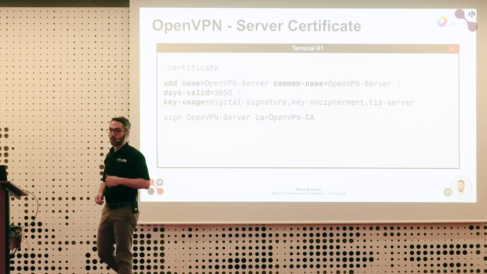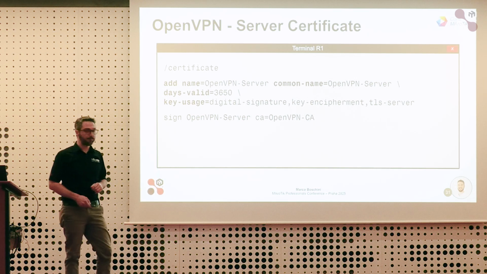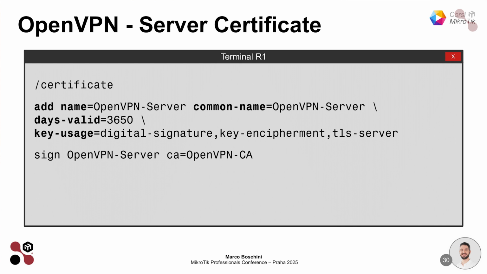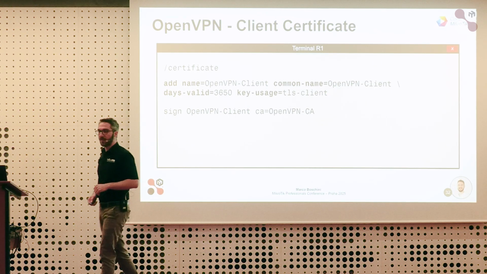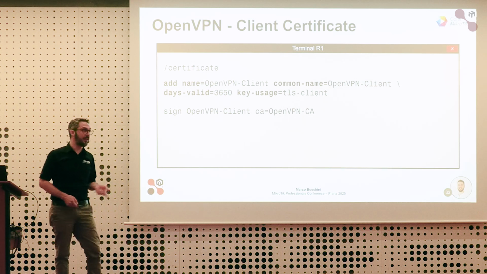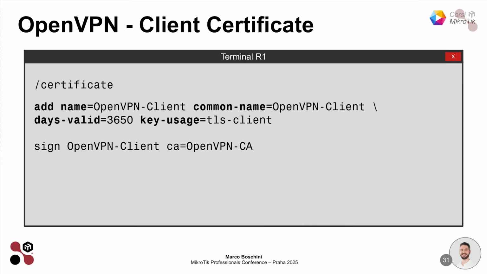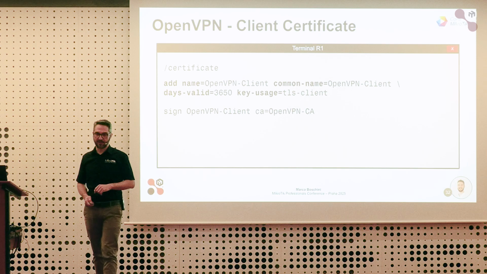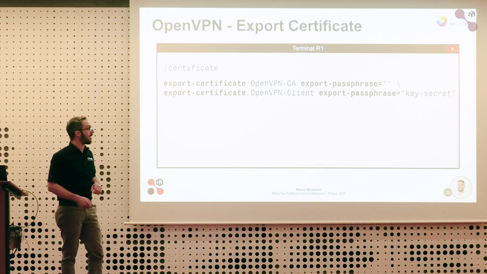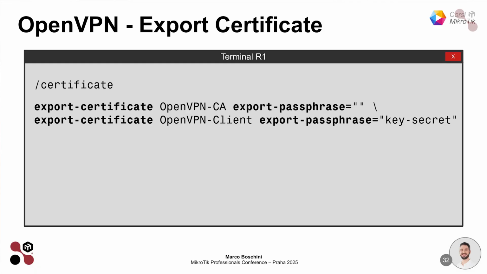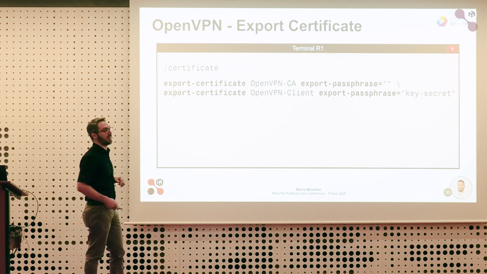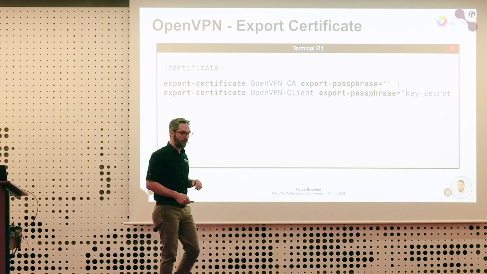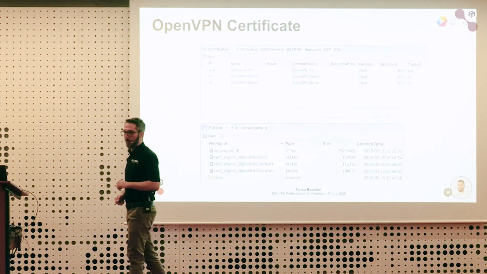And now we are going to create a server certificate, and we have to sign this certificate with the OpenVPN certificate authority. And we have to create the OpenVPN client certificate. You have to sign this certificate with the OpenVPN certificate authority. And now we can export the OpenVPN certificate authority without a passphrase, but for the OpenVPN client, you have to export the certificate with a passphrase that we will use in the next slide.